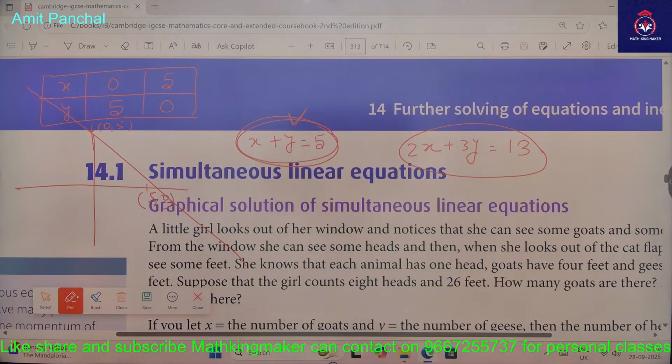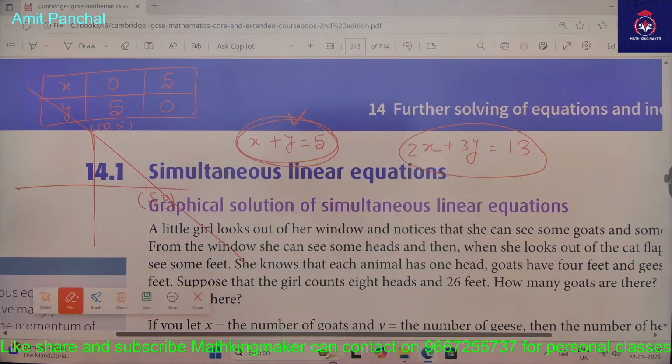Yeah, I'm doing it. Take x and y as simple as you can. Don't take complicated ones. Okay, yeah, I drew it.